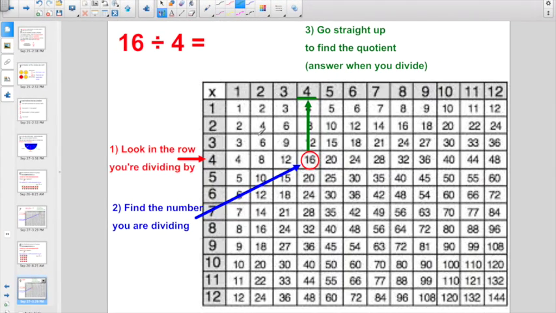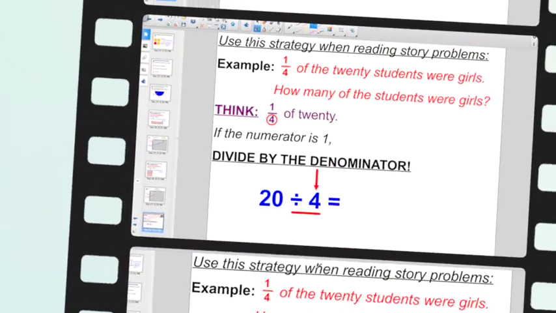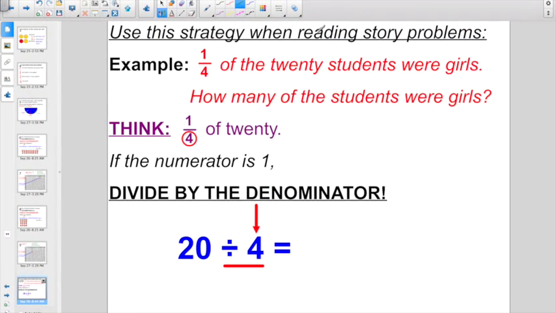But again, if you are fuzzy, go ahead and use your multiplication chart. We're dividing by 4, so you want to look in your 4 row. The number we're dividing is 16, so go straight up to find the quotient. Again, 16 divided by 4 was 4, because 4 times 4 is 16.